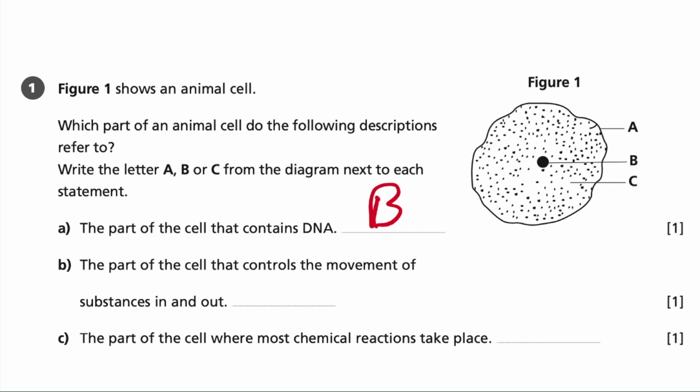For part B, we're asked for the part of the cell that controls the movement of substances in and out. That therefore is going to be at the edge of the cell, so we'd be looking for the cell membrane, shown in this diagram as A.